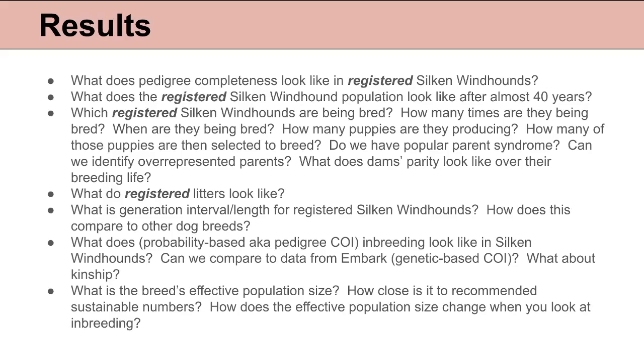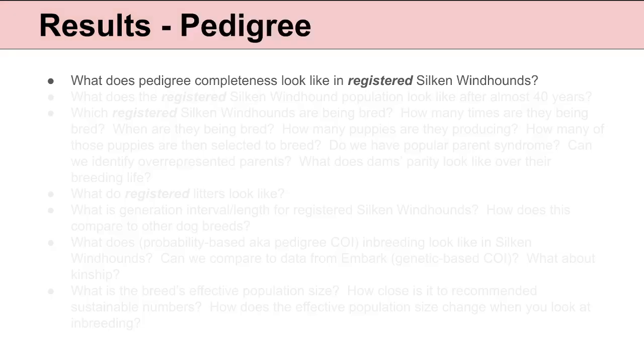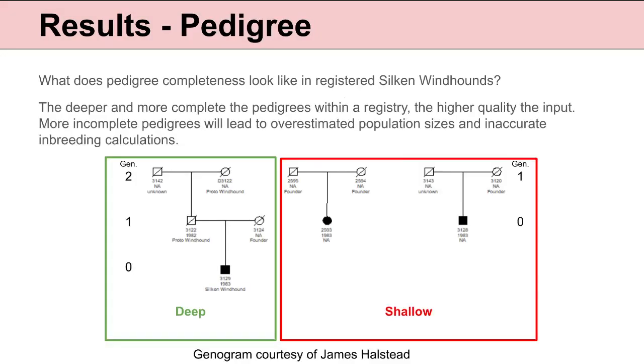So our results are going to be addressed in this format, and we'll go through each of these one by one. So first off, what does pedigree completeness look like in registered Silken Windhounds? The deeper and more complete the pedigrees within a registry, the higher quality the input. More incomplete pedigrees will lead to overestimated population sizes and inaccurate inbreeding calculations. So this was a genogram.